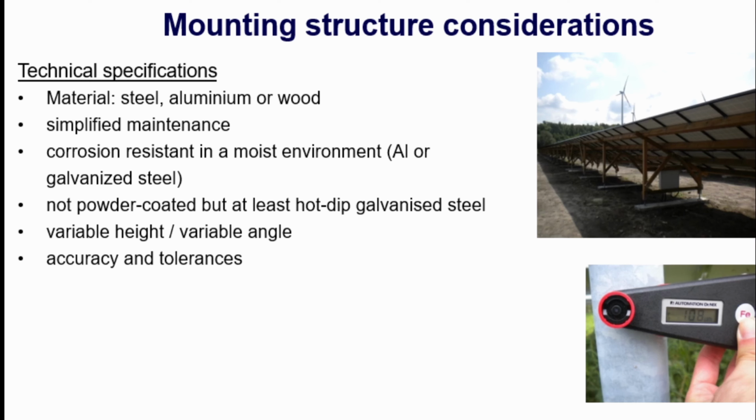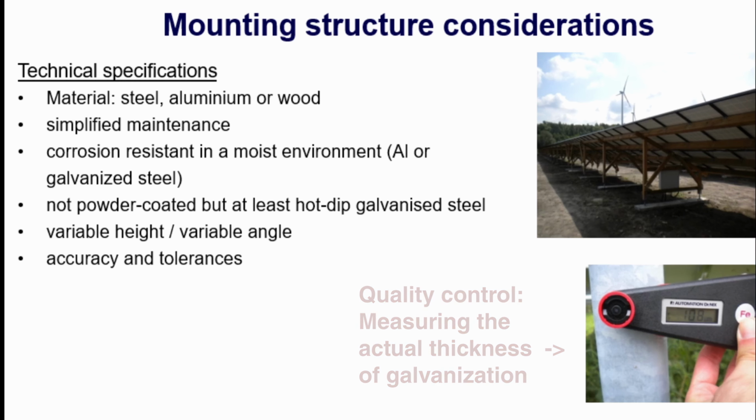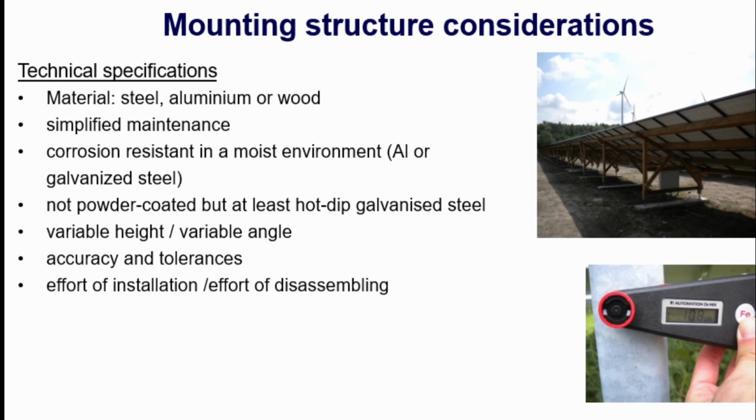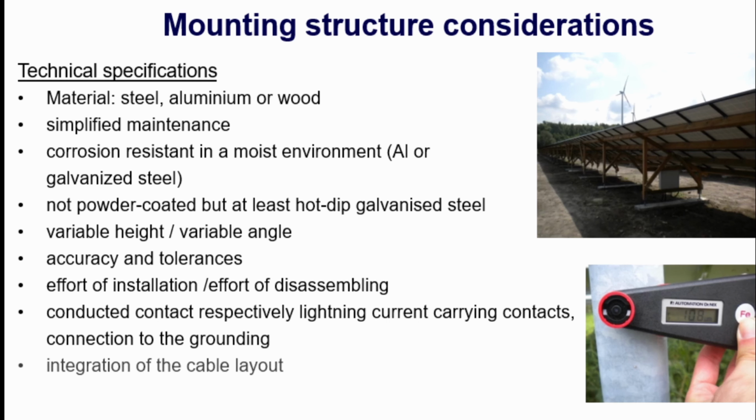Accuracy and tolerances. There's a high competition nowadays, and so the manufacturers spend little time on really manufacturing the equipment very accurately, and so you will always have some tolerances. Effort of installation and effort of disassembling. If you dismantle the power plant, it is also considered in the total costs over lifetime. Also, you have to take care about lightning and adequate grounding.